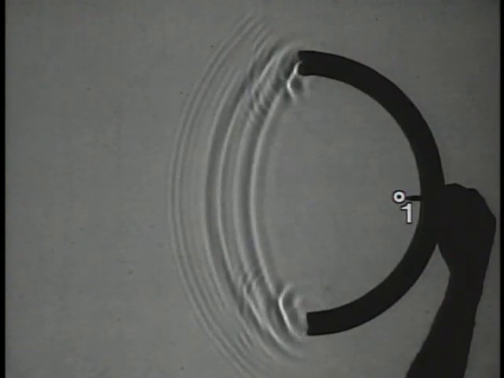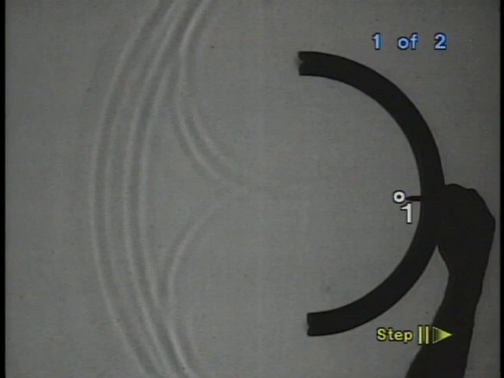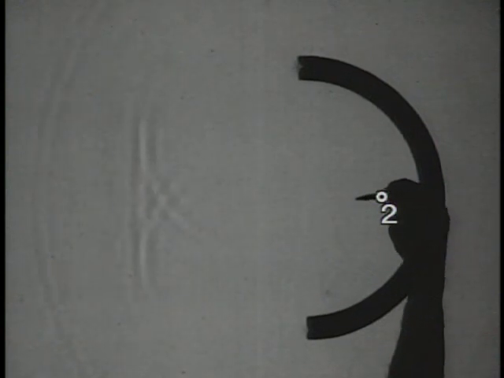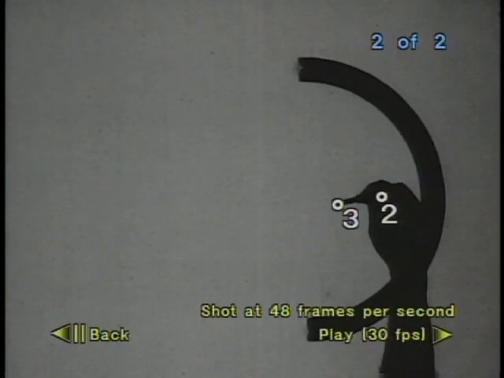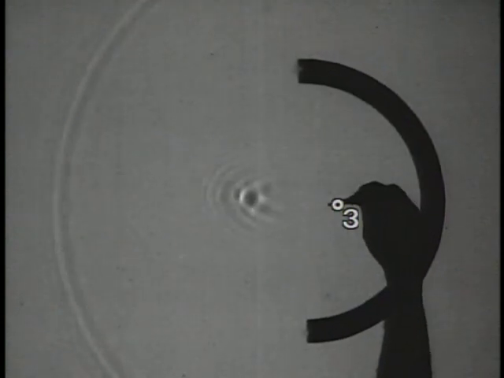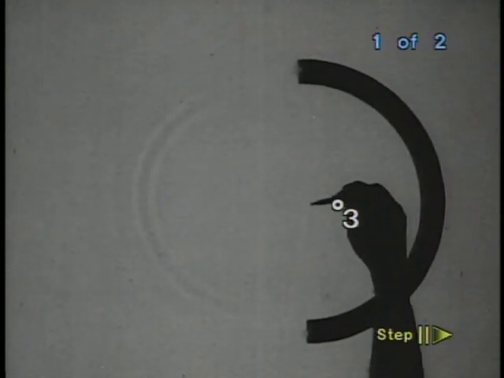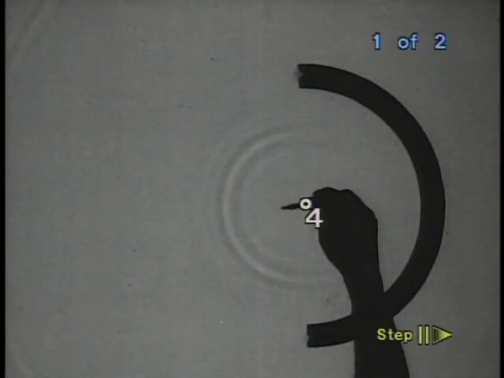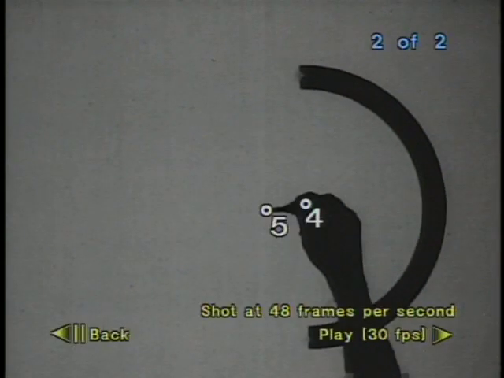Observe the differences in the reflections as the source is moved. The source is being moved toward the center of the semicircle. Observe the differences in the reflected waves as the source gets near the center. The source is moved to the center. Notice the reinforcement upon reflection. Observe the reflected waves when the source is beyond the center.